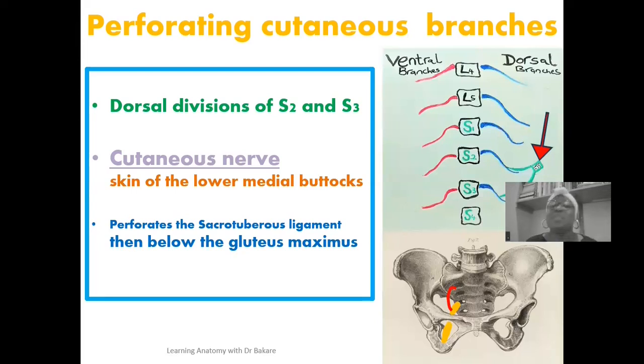So this is how the perforating cutaneous branches will run within the pelvic cavity and how they finally exit it to give cutaneous innervation to the lower medial buttocks.